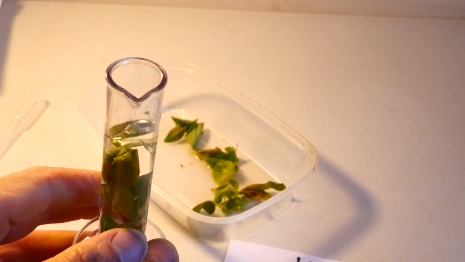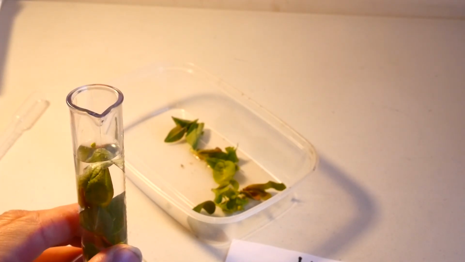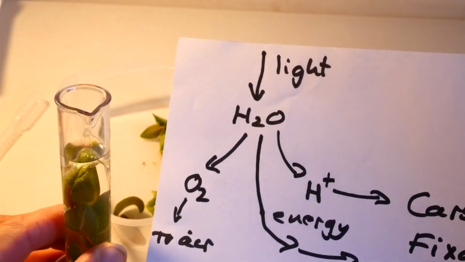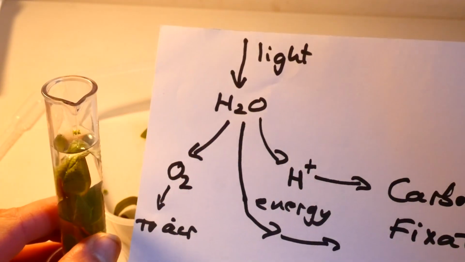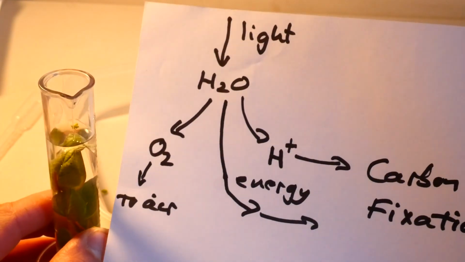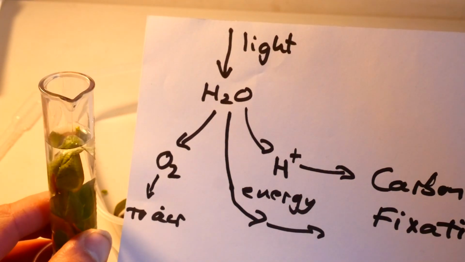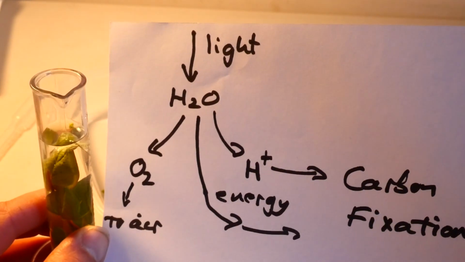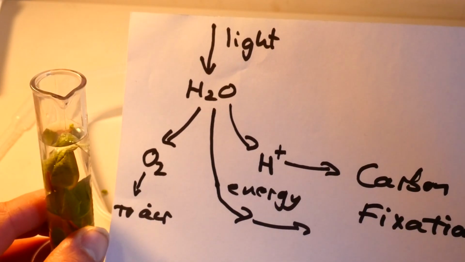But a quick reminder. So light comes in, the plant sucks up water. The light splits water into oxygen, which is released into the air, and then hydrogen and energy, which are taken off for carbon fixation. Okay.